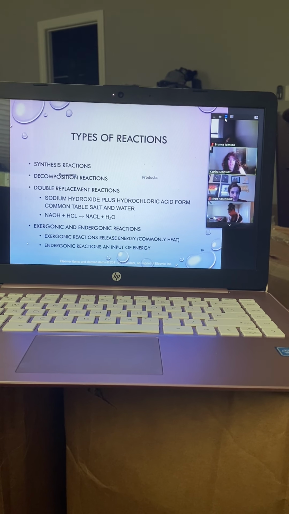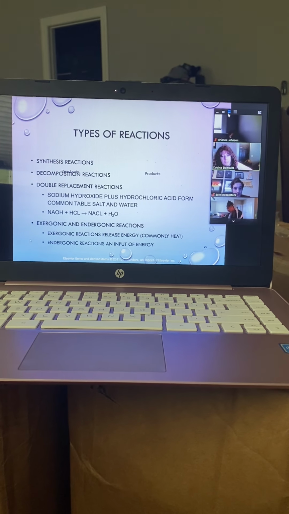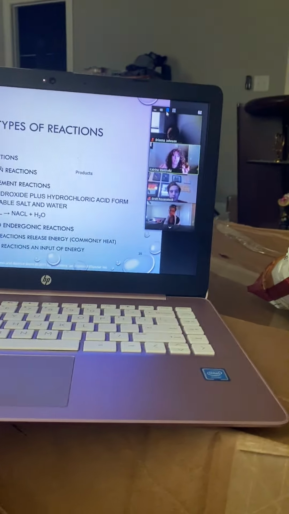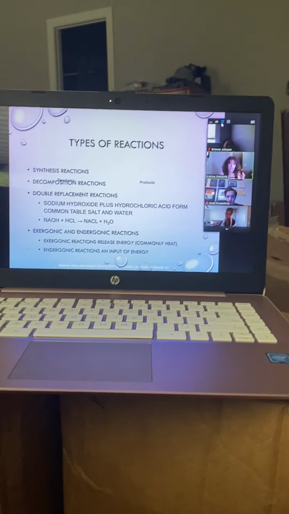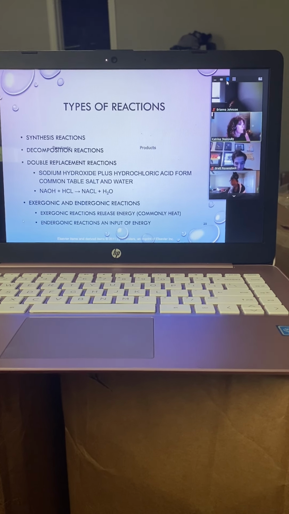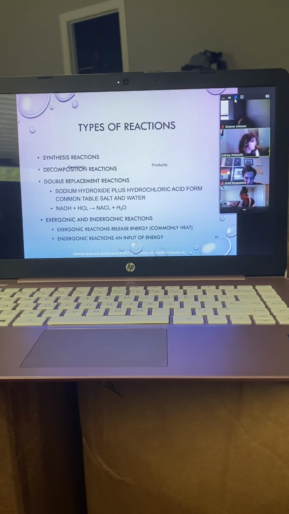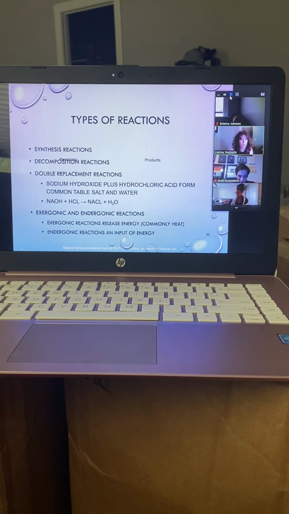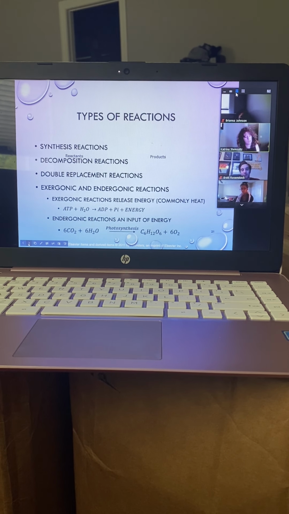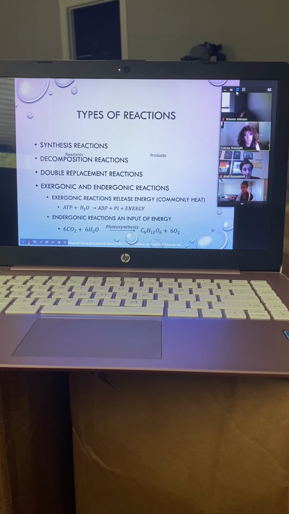And then endergonic reactions are ones that require an input of energy. So endergonics, you need energy to make this happen, and exergonic is going to release it usually as heat. The only other two that were kind of mentioned in your textbook are also endocytosis and exocytosis as well.